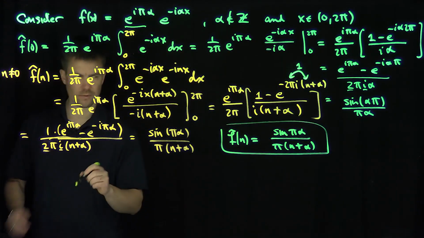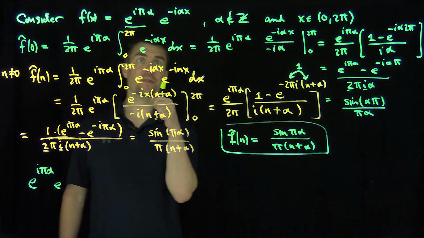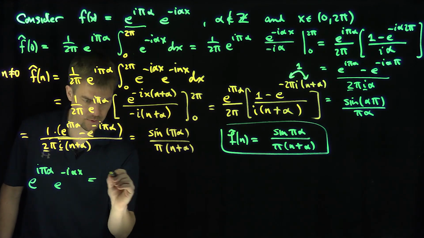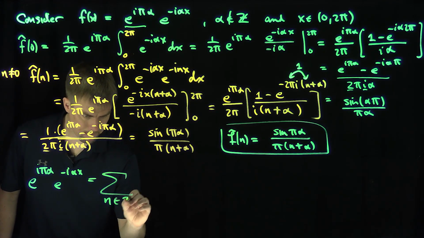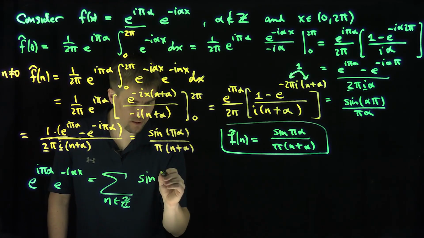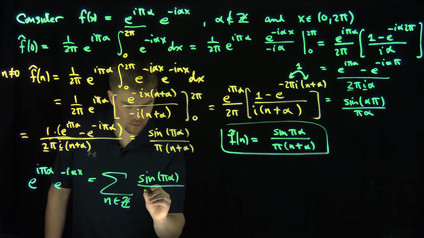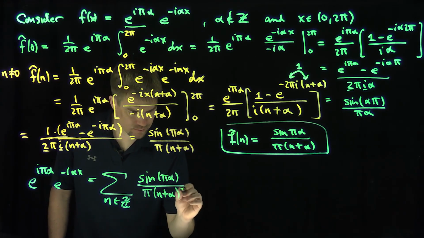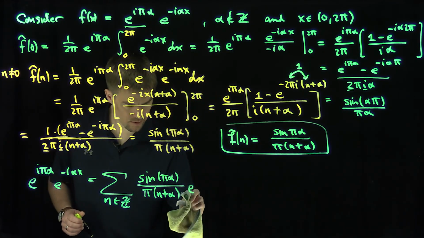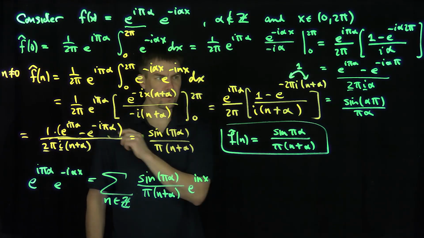And so what have we just proven? We've just proven that e to the i pi alpha, e to the negative i alpha x is equal to the sum over n in Z of these numbers over here, sine of pi alpha over pi times n plus alpha, times e to the i n x. There's no square there, just a regular coefficient. Okay, those are our Fourier coefficients.